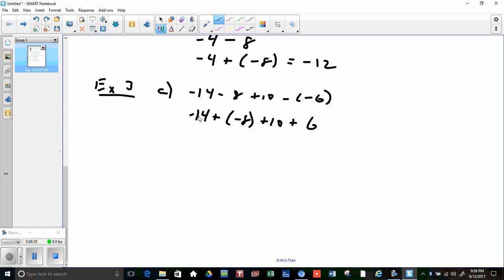So we can go left to right. If I start at negative 14 and then I go 8 more to the left, that'll put us at negative 22. And then if I have negative 22 and go back 10 to the right, I'll be at negative 12. And then from negative 12, if I go 6 more to the right, I'll finish at negative 6.